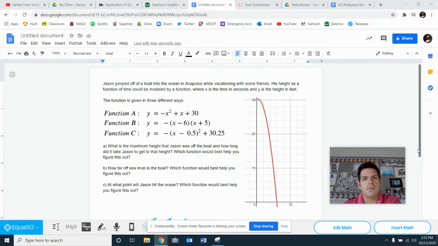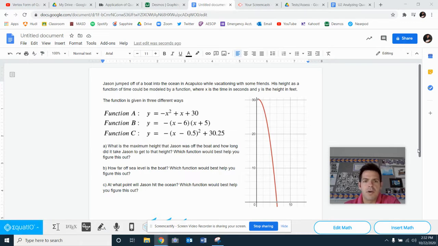We're going to have a problem where we have all three forms of quadratic functions: standard form, intercept form, and vertex form, and that's given to us in this problem. We're trying to pick out when we would use each of the functions and why we would use them in each scenario. So let me go ahead and read the problem. It's right here in front of you.